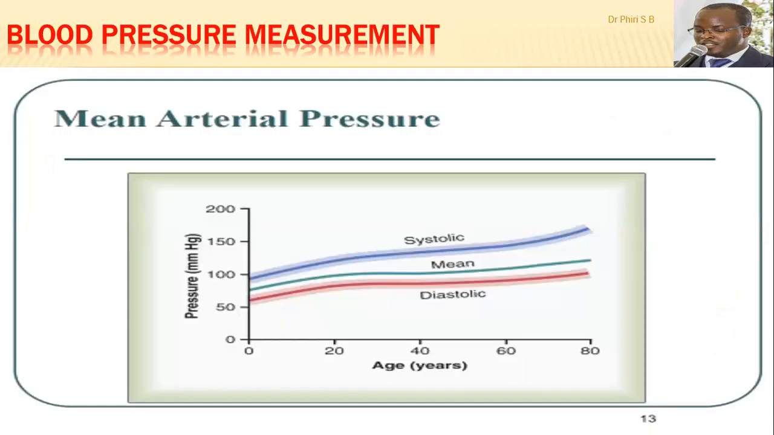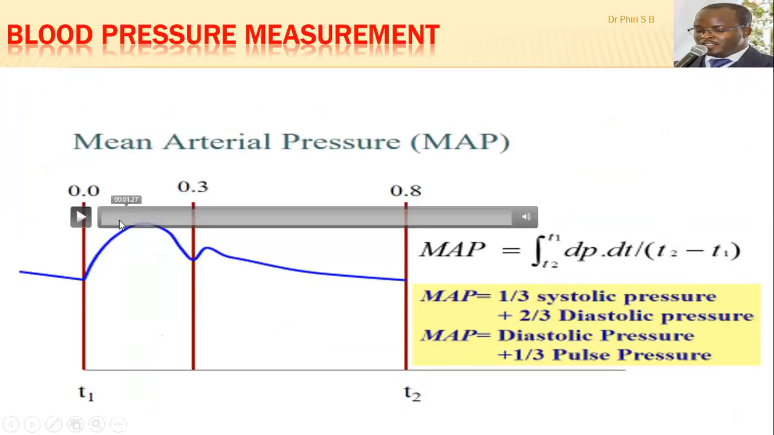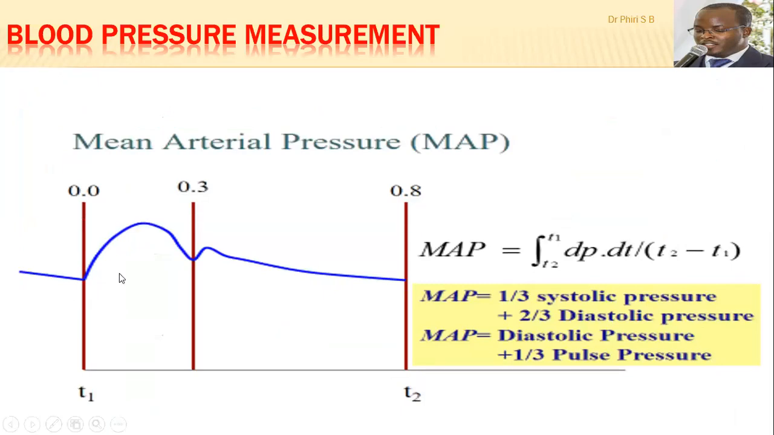Mean arterial pressure. Mean arterial pressure is just like the average of the arterial pressure, so all the pressure in the arterial system. If you get the average of that, that would be your mean arterial pressure. There's a formula with which you can calculate it. The pressure you are recording is during systole and diastole. Remember, the cardiac cycle is divided into systole and diastole, and the heart spends more time relaxing than contracting.